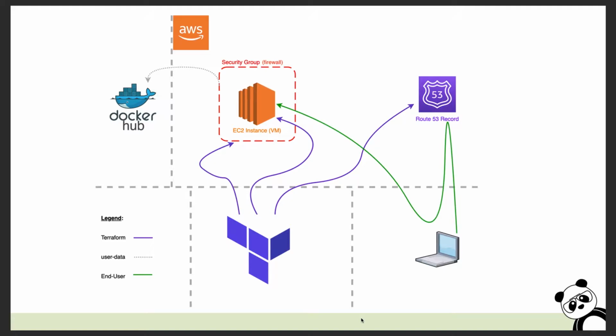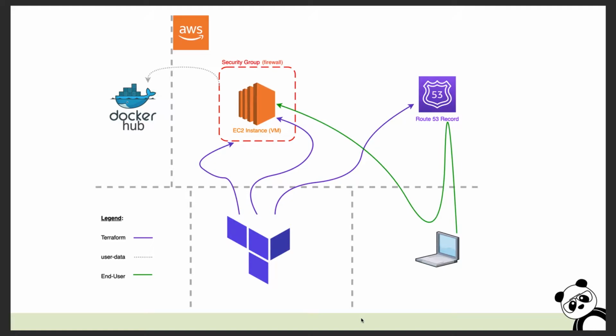So, first, the purple stuff. Terraform will provision 3 resources. It'll provision a security group, which is basically a firewall in the cloud. It'll provision an EC2 instance, which is basically a virtual machine, a computer in the cloud. And it will set up a Route 53 record. Route 53 is basically DNS.